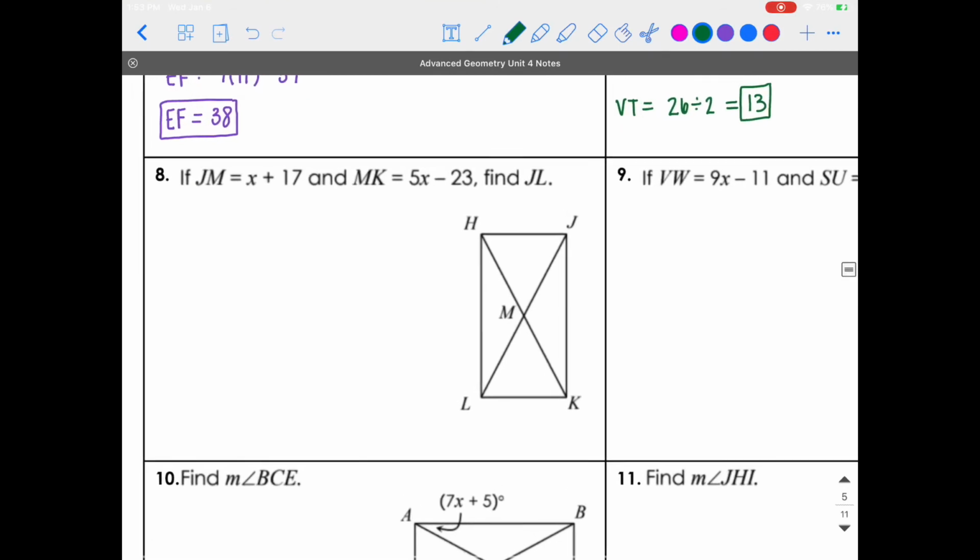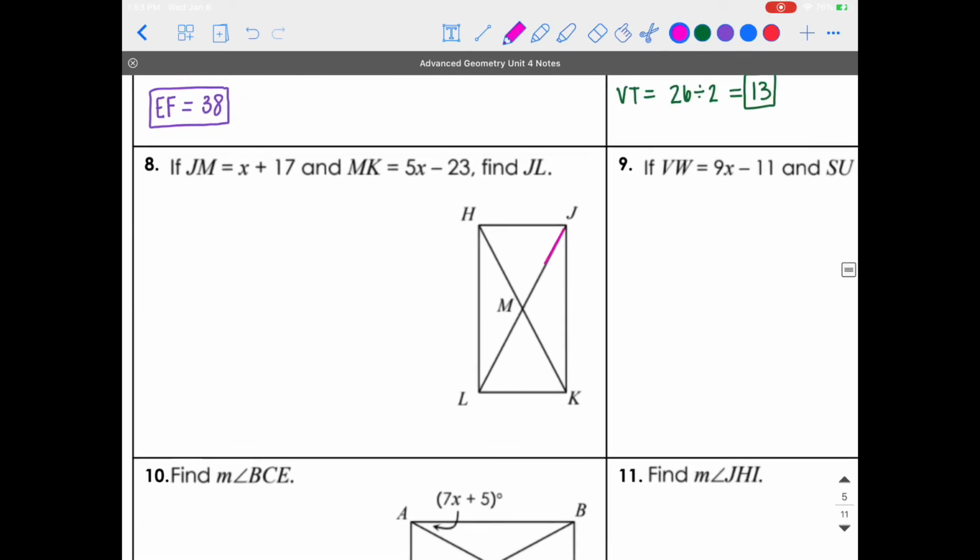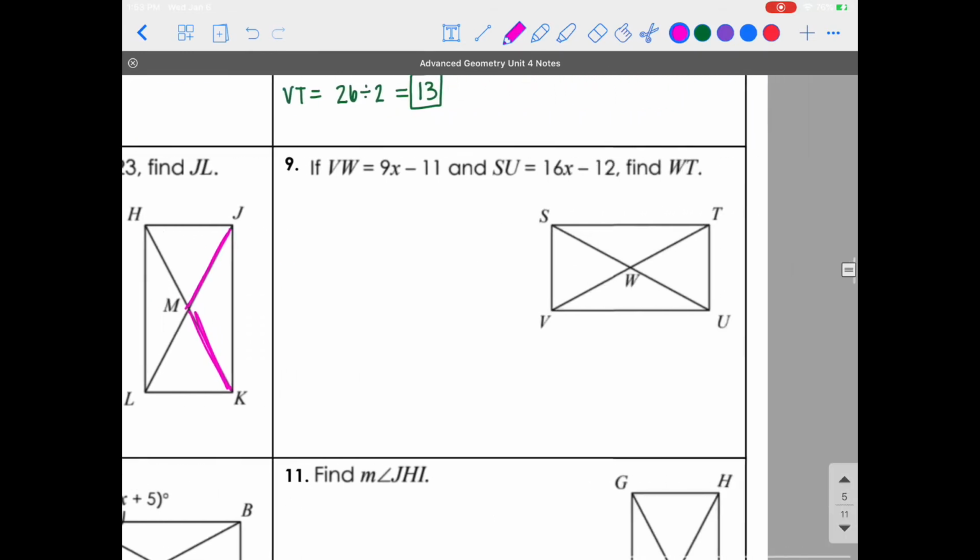So number 8 is very similar. It gives us JM and MK, which we know are equal. So I'm not going to set that up and work it out. I will tell you that the final answer is 54. So if you want to practice and try to get your final answer, and you get 10 equals x, I'll give you that too. Those are your answers for this one. So if you want to try them out and make sure you get that, that would be good.